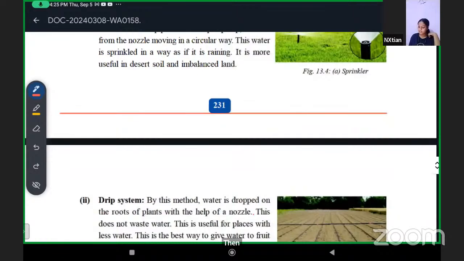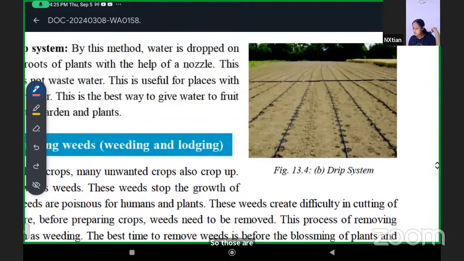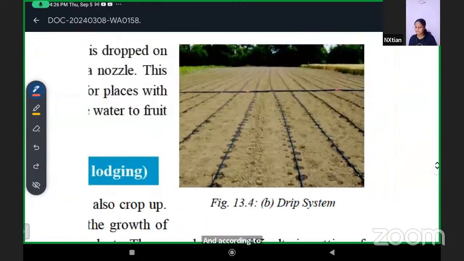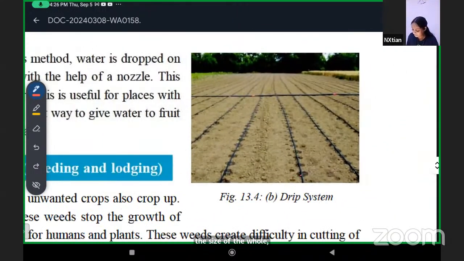So those are sprinklers. Then we have the drip system. Okay, now what happens in this? I have seen this actually. I did an experiment with this, like I made a mini model of it. You made a mini model of it. Yeah, there are many pipes with holes in the bottom, and when water is going through them, the water will keep dripping. According to the size of the hole, you know how much water is going to drip and at what time, at regular intervals. Ma'am, that is right.